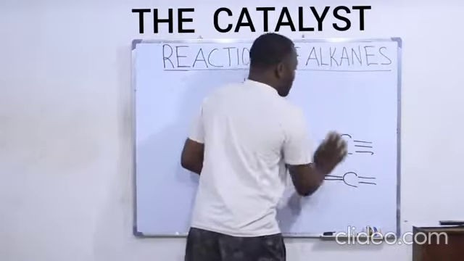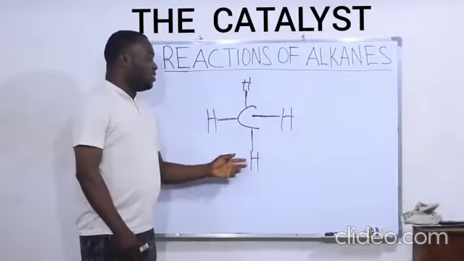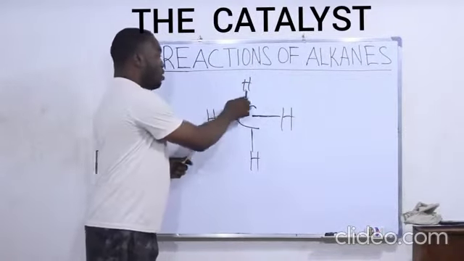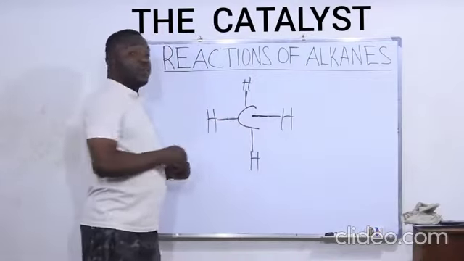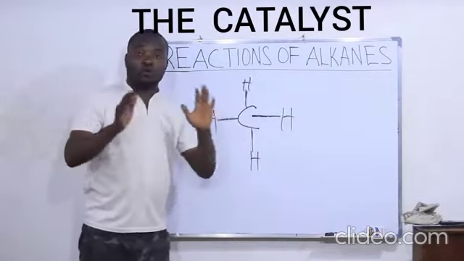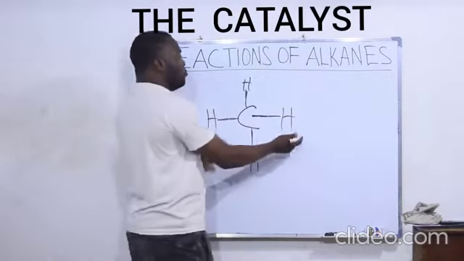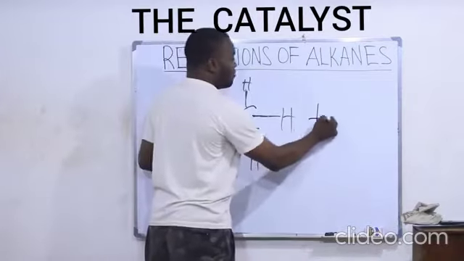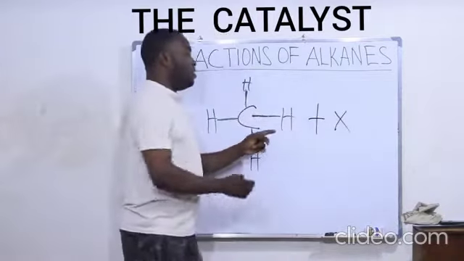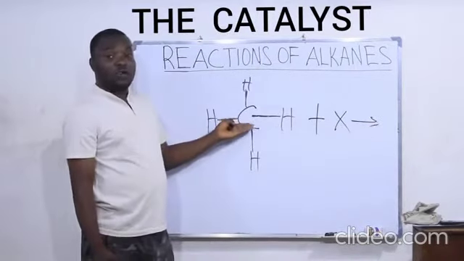Now, we are looking at the alkanes, the ones that have single bonds. You can see that the 4 sides of the carbon, something is up, something is down, something is in front, and something is at the back. The carbon atom is said to be completely saturated with hydrogens. Now, for a new substance to come to this carbon, let's take for instance, I am bringing an element called X to react with this alkane.